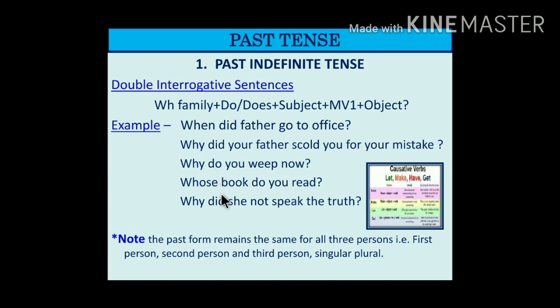Remember forever, it's only did that will help you to make the past tense, because you're making an indefinite sentence. Indefinite action is indicated over here, so you're not going to use the past tense of the action word, but you are just going to use did only and only, then will it be a past tense. So, when did father go to the office? Why did your father scold you for your mistake? Or why did she not speak the truth? These are the correct examples for interrogative past indefinite tense. Why do you weep now? Past indefinite tense? No. Whose book do you read? Past indefinite tense? No. Do indicates present tense. Do and does.